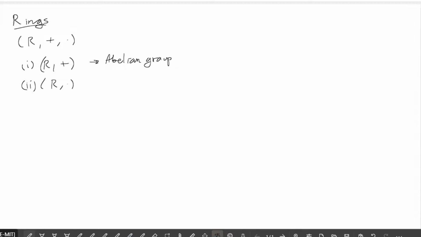Okay, and we will denote its identity element by 0, as usual with additive notation, of course. And R dot is a monoid, so its identity will be denoted by 1. Again, 0_R or 1_R, 1 sub R when necessary, when you are discussing multiple rings, so there's clarity as to which one you're talking about.